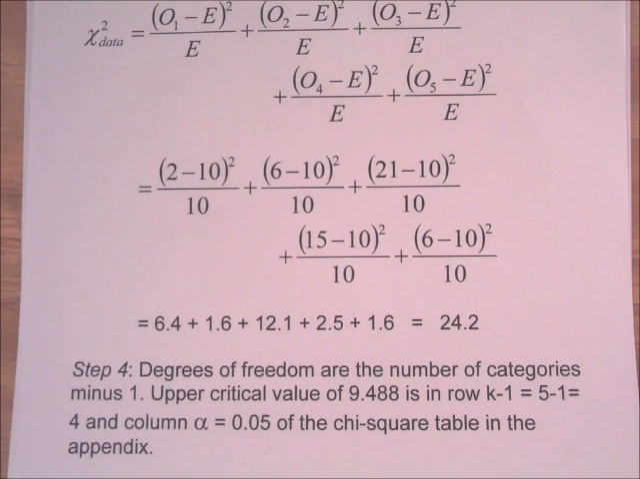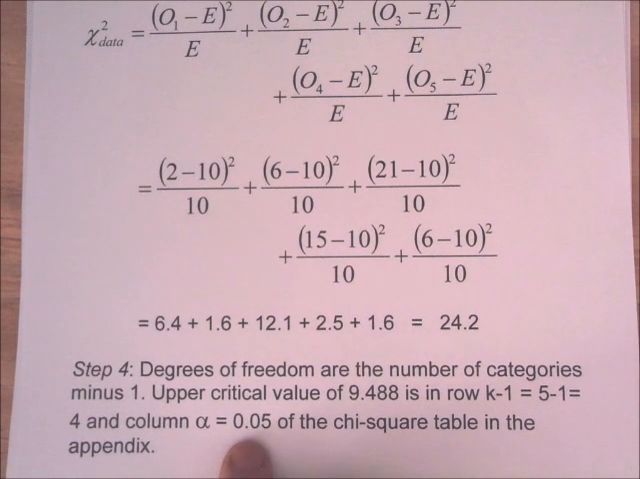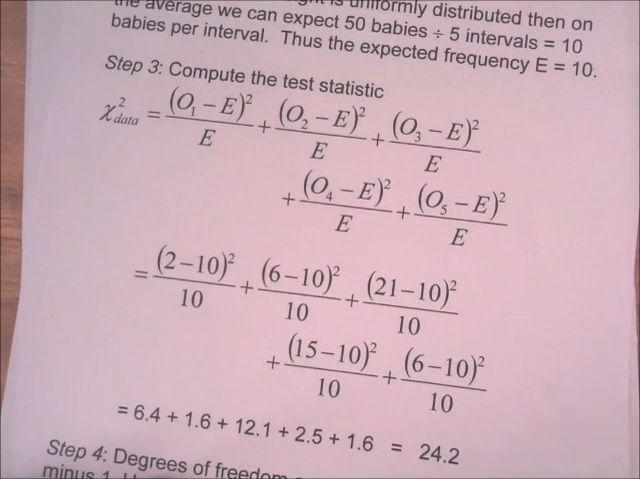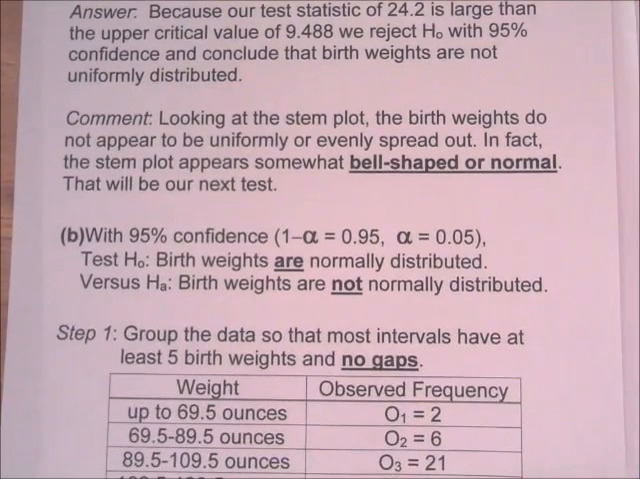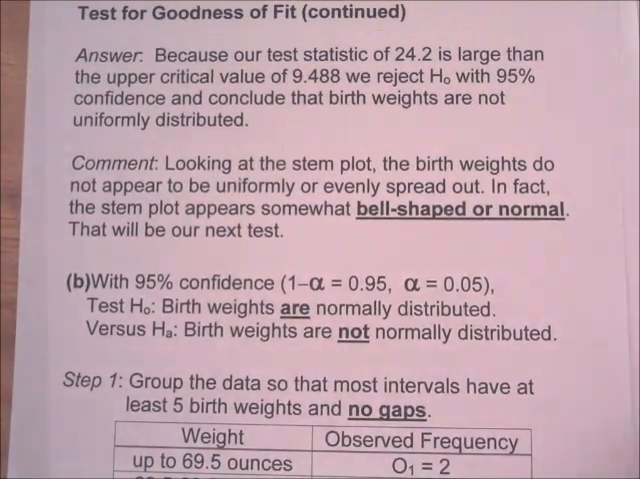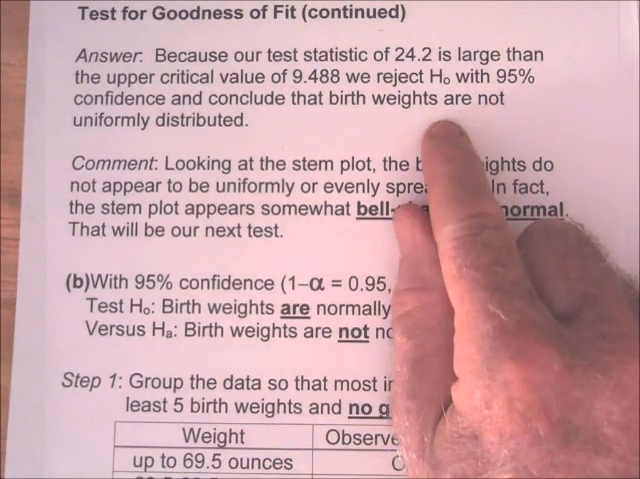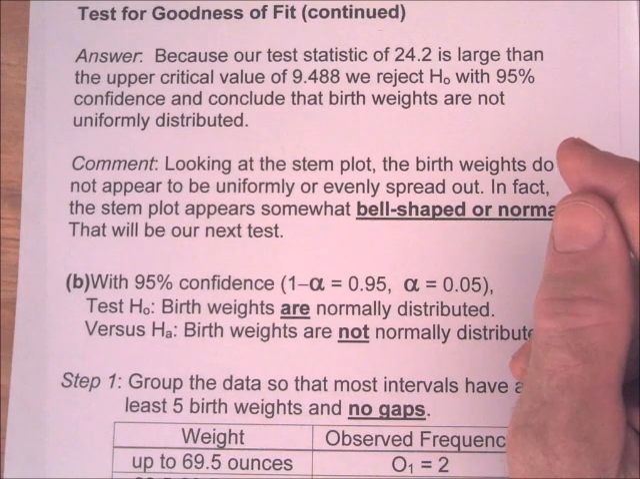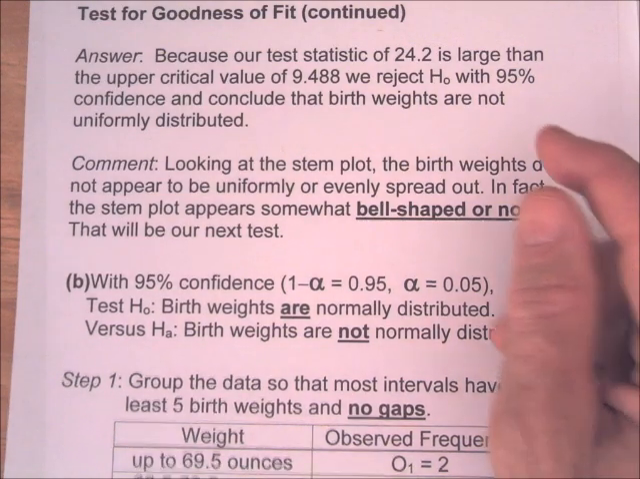And the degrees of freedom are the number of categories minus 1. So we had 5 intervals. 5 minus 1 is 4. So we'll look in row 4, column 0.05 of the chi-square table in the appendix, and that number is 9.488. And because our test statistic is more than the upper critical value that we got from the chi-square table, we reject H0 with 95% confidence and conclude that the birth weights are not uniformly distributed. In fact, they don't really look like they're uniformly distributed.